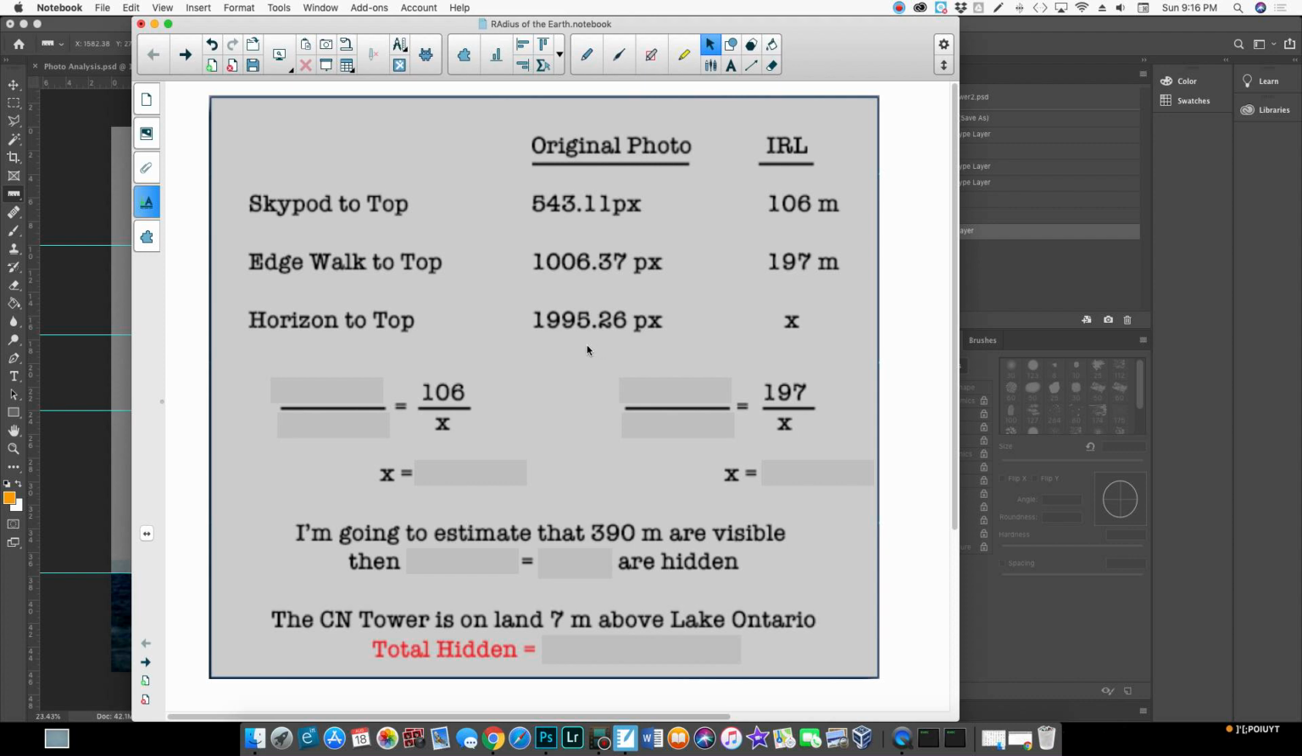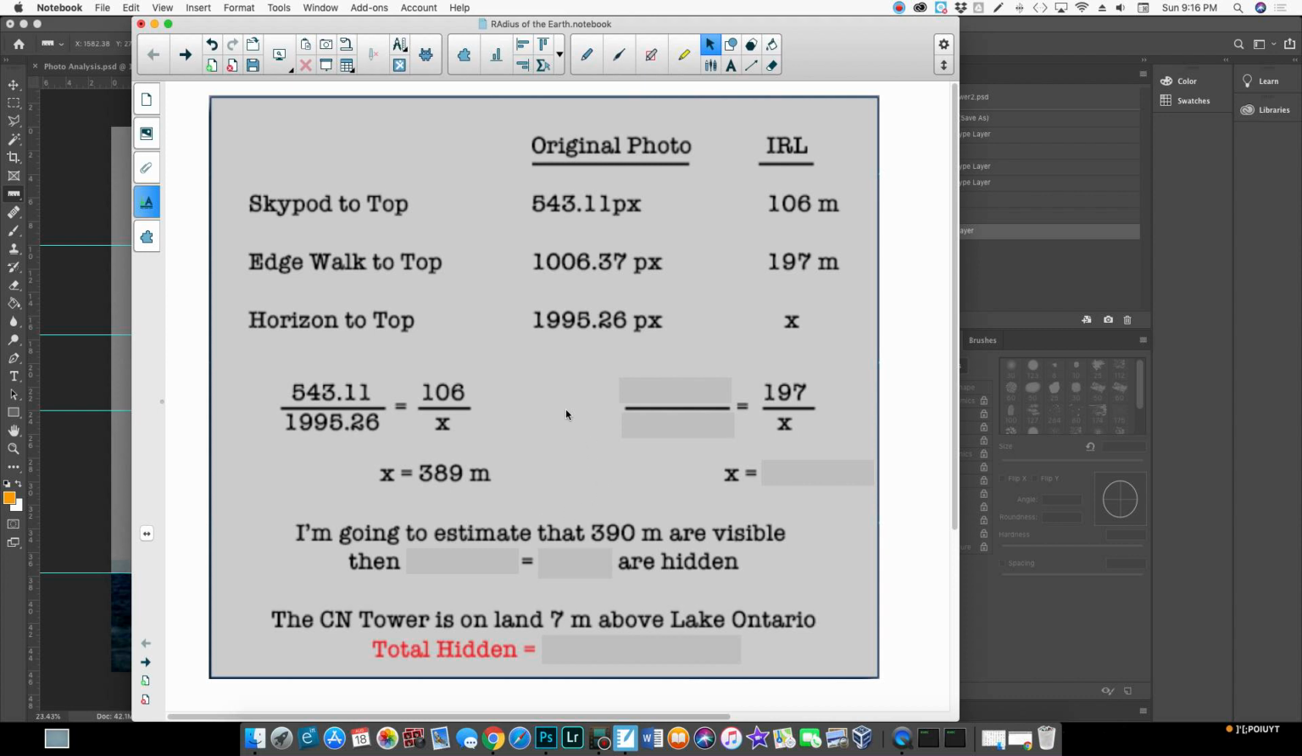Now we're going to set up a ratio to try and calculate the missing real life measurement. I'm going to start by comparing the sky pod to the top with the horizon to the top. The sky pod to the top is 543.11 on the photo, and the horizon to the top is 1995.26. And the sky pod to the top in real life is 106. So we're going to cross multiply, this times this divided by this gives us this: 389 meters of the CN Tower are still visible in our picture.